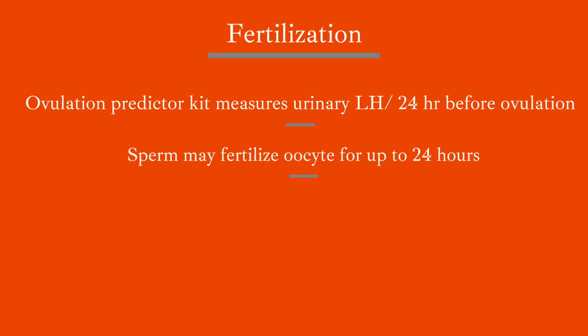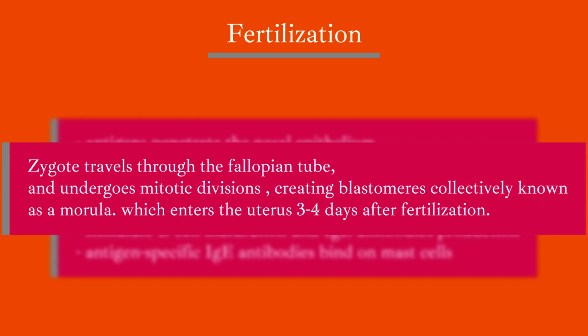After fertilization, the second meiotic division completes and a zygote forms. The zygote travels through the fallopian tube and undergoes mitotic divisions, cleavage, creating smaller cells, blastomeres, that are collectively known as a morula. The morula enters the uterus 3 to 4 days after fertilization and develops a blastocystic cavity, becoming a blastocyst. If you choose any option other than C, you are wrong.